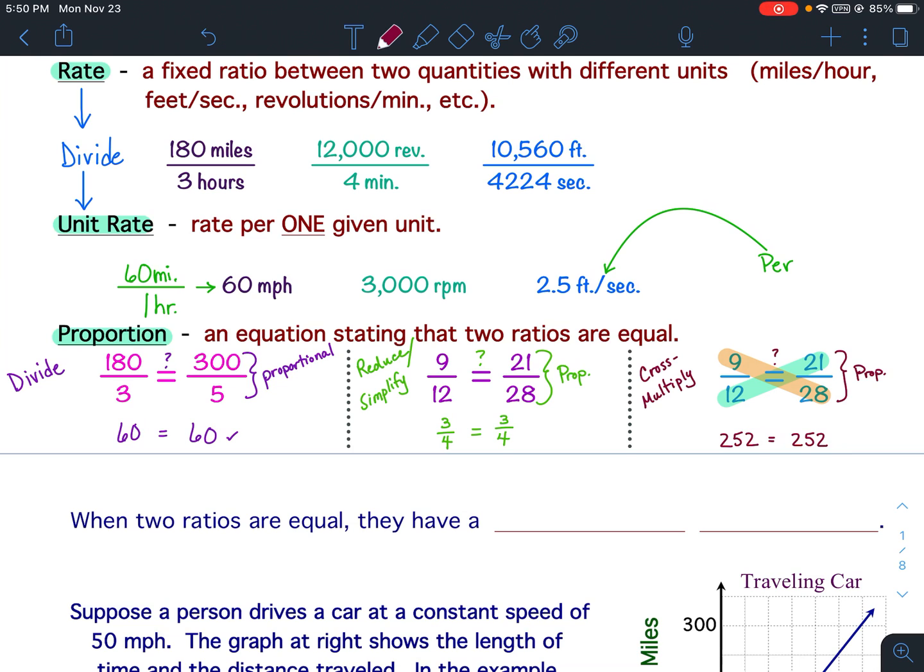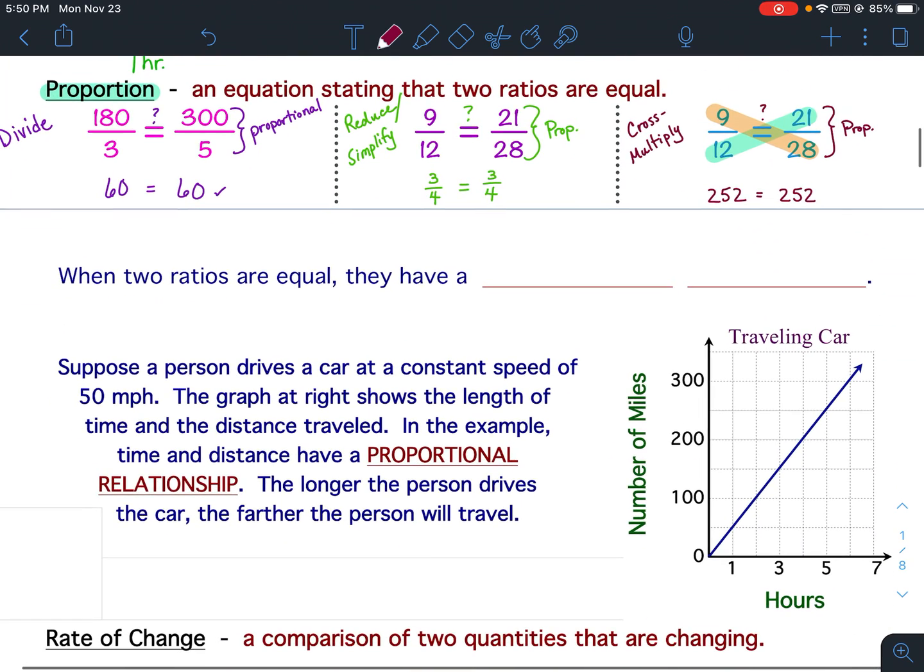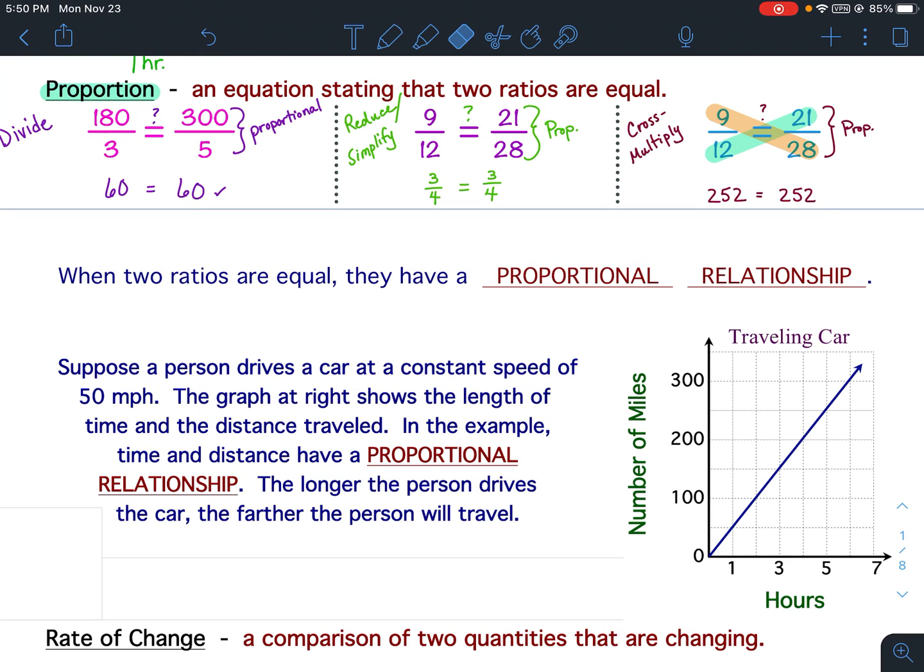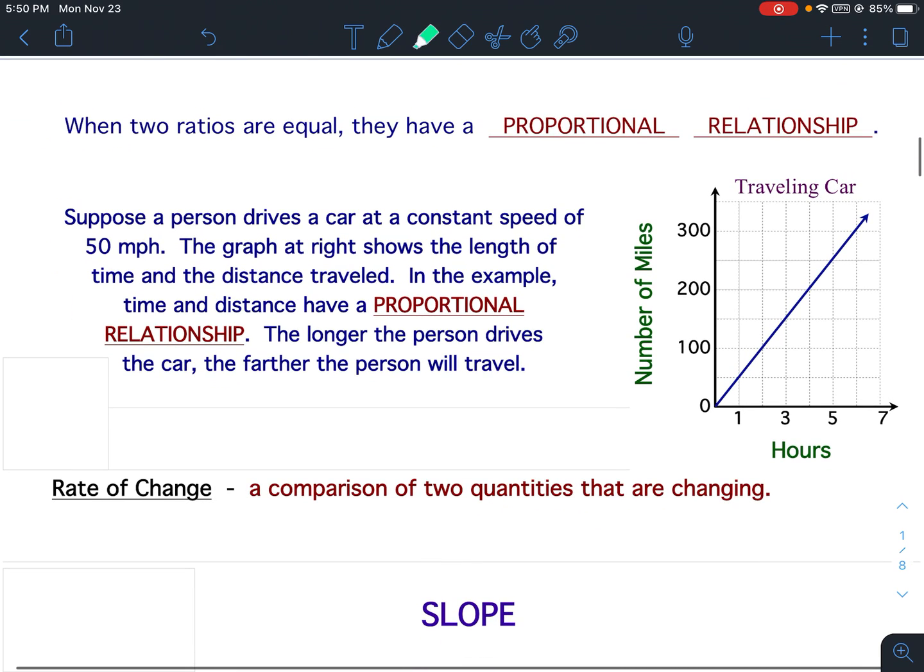you can flip your page to the very top of the front page on the back. So flip it to the back of the front page, go to the very top, and that's where it says, when two ratios are equal, they have a proportional relationship. Go ahead and fill in those blanks. After you fill in the blank, write down this definition down here for rate of change.